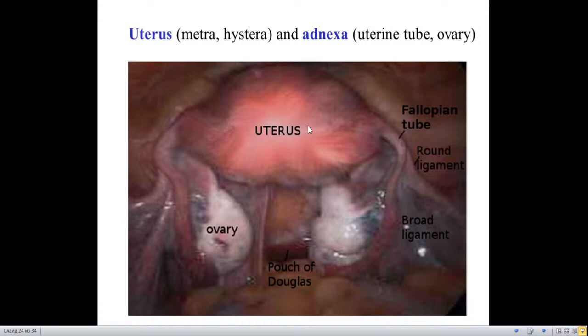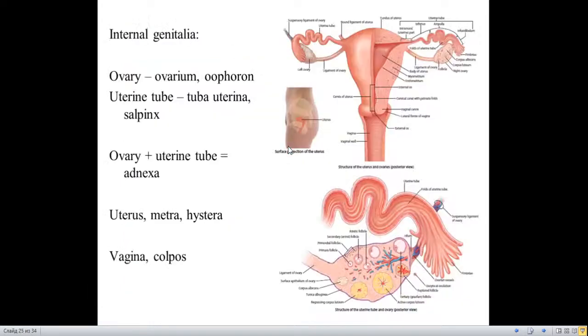And a real picture from vital contents of the pelvic cavity. Here we see uterus, then uterine tubes, ovary, and behind the uterus there is Douglas pouch, excavatio recto-uterina. Then one more thing. Let's go through basic things of internal genitalia.